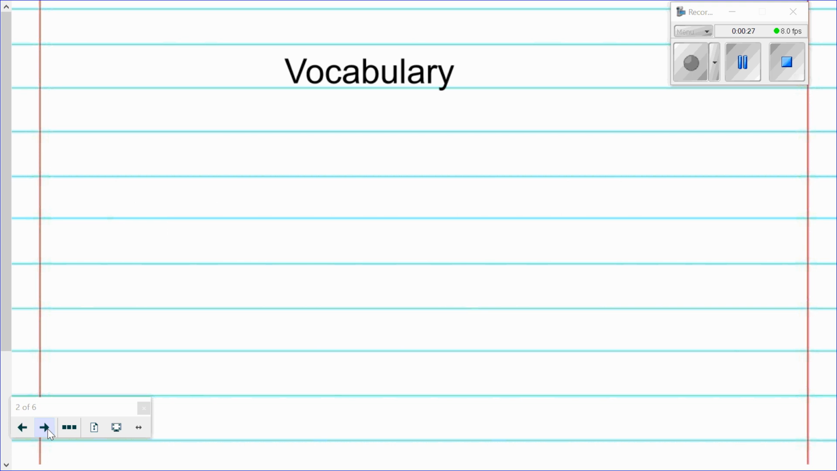We have no new vocabulary words today because in the past unit, we've been working with fractions and multiplying them. So we already are very familiar with numerator and denominator and the types of problems we're doing. So no new vocabulary.